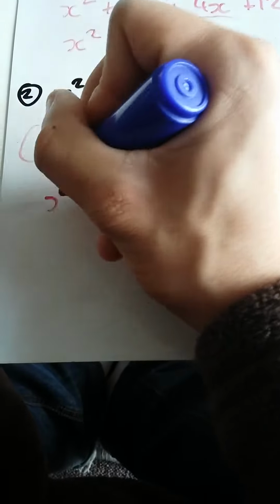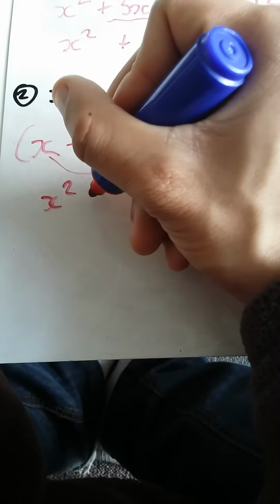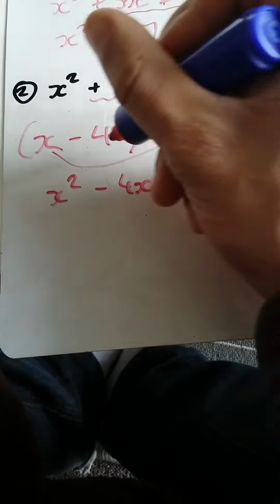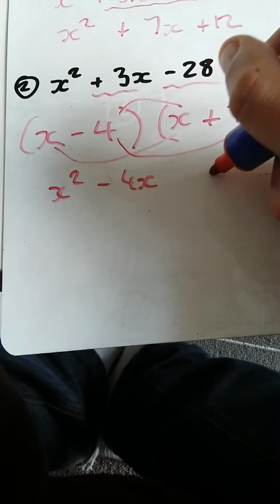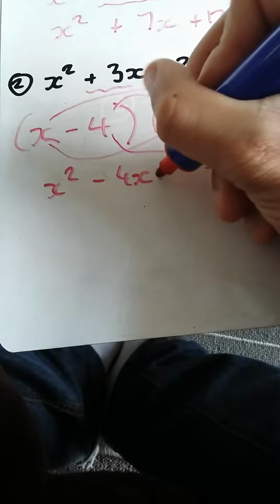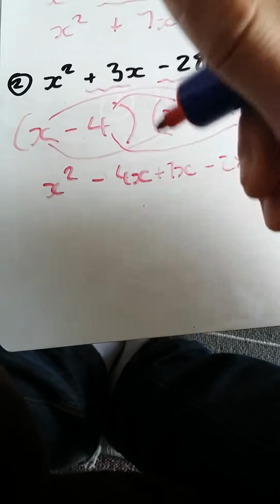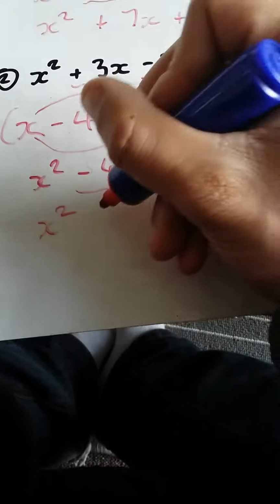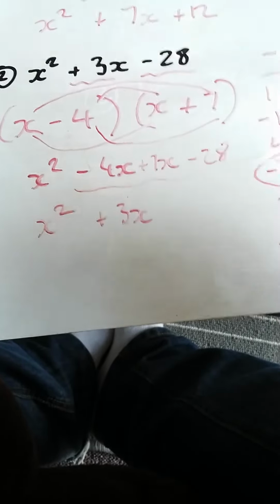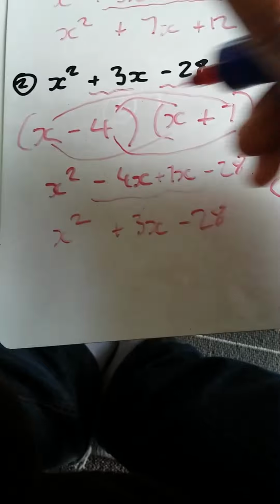Just a quick double check: if we expand these two brackets, do we get the expression that we started with? Well, x times x is x squared. Minus 4 times x is minus 4x. Minus 4 times positive 7 is minus 28. And not forgetting the x times 7, which is plus 7x. We can simplify that so it reads x squared plus 3x minus 28, which is what we started off with.